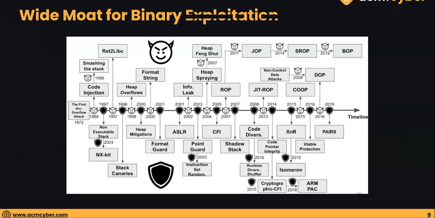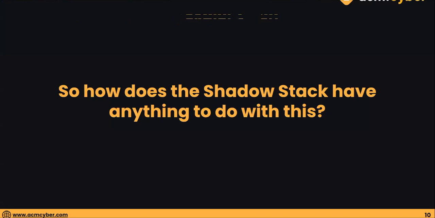As I was saying, binary exploitation vulnerabilities aren't only limited to buffer overflows. There are a large number of possible attacks as well as defenses that have been made in order to counter them. This is just a little diagram to show how far we've come. I definitely did not make this diagram, it was stolen, but it does show that there are a lot of things that happen. So how does the shadow stack have anything to do with this?